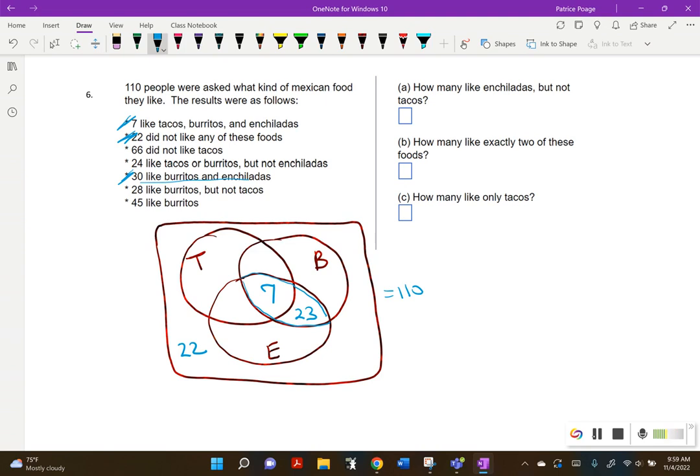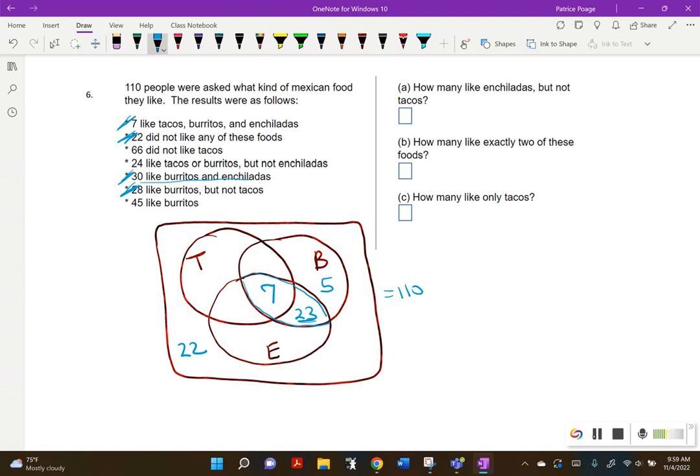28 like burritos. So they're in the burrito circle here, but not tacos. So cover up the taco circle. So we're talking here and the 23. They like burritos, but not tacos. I already have 23 in there, so that's going to leave 5.